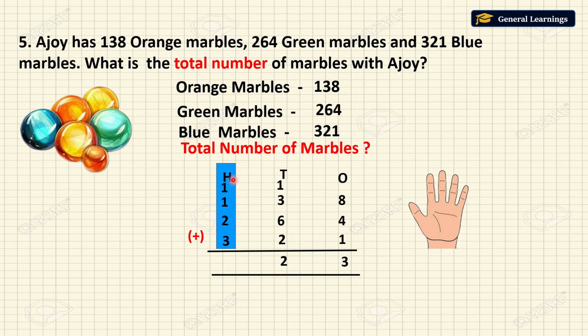Now we are going to add the hundreds digit. So we are going to keep 3 on our mind. Next we need to add 3 more digits after 3. So after 3 will be 4, 5. Next we need to add plus 1. So after 5 will be 6. Next we need to add this carried forward number along with this number. So after 6 will be 7. So 1 plus 1 plus 2 plus 3 will be 7. So in total Ajoy has 723 marbles.